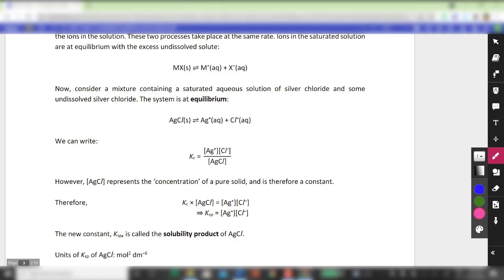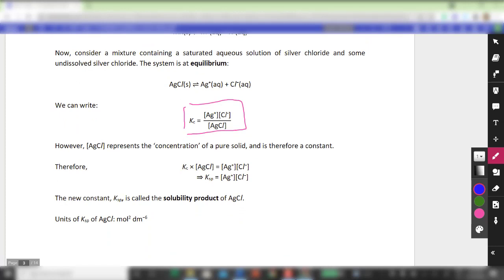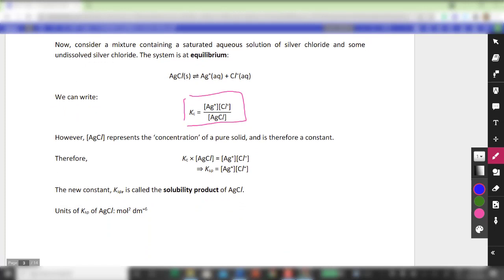If we attempt to write an equilibrium constant Kc, which you may remember from chemical equilibrium, it should look something like this. What is going to happen is that you will notice that the concentration of a solid is actually a constant. Why is it a constant?